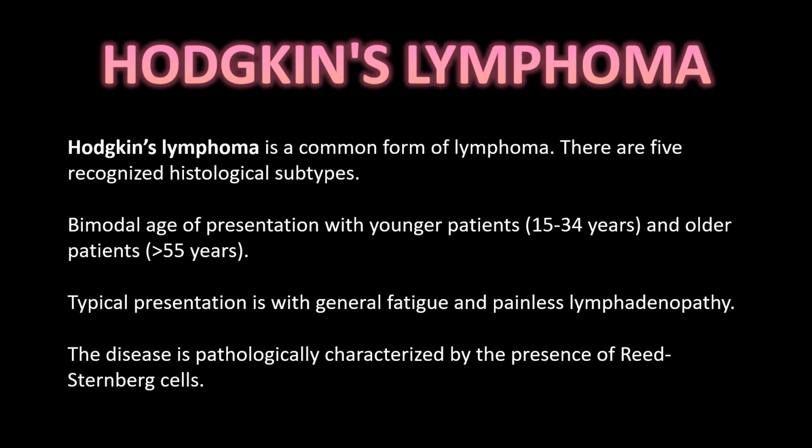So a quick review of Hodgkin's lymphoma. This is a common form of lymphoma, and there are 5 recognized histologic subtypes. With Hodgkin's lymphoma, there's a bimodal age presentation of a younger population group between 15 and 34 years of age, as well as an older population group of over 55. Usually, patients are going to present with general fatigue and a painless lymphadenopathy, kind of like in this case. And then don't forget, the disease is pathologically characterized by the presence of Reed-Sternberg cells.